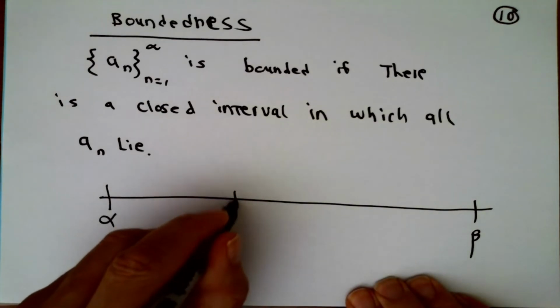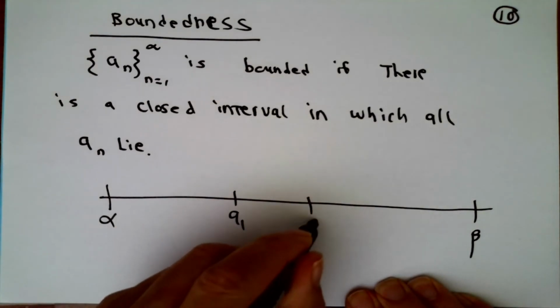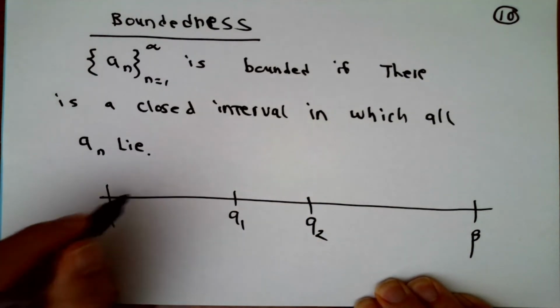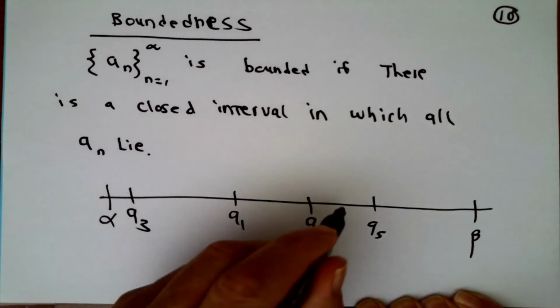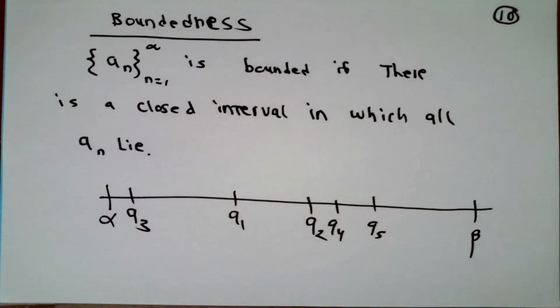So maybe a number 1 is there, and possibly a number 2 is there, and a number 3 is there, and a number 4 and 5 are there. When I say that a sequence is bounded, I just mean that if you look at all of the numbers that make up the sequence, a1, a2, so on and so forth, there's a number alpha below which there aren't any of these a numbers, and there's a number beta above which there's not any of these a numbers.